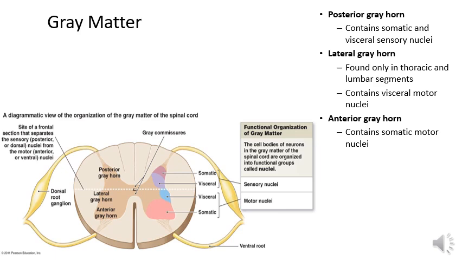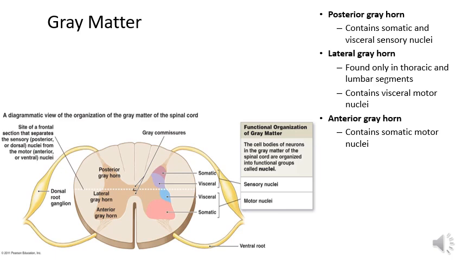And then I also see a cluster of nuclei referred to as the visceral sensory nuclei, and that's where I'm going to find neurons involved in receiving information from the various organs and other internal structures in the body as well. All of this is going to get processed within that gray matter.